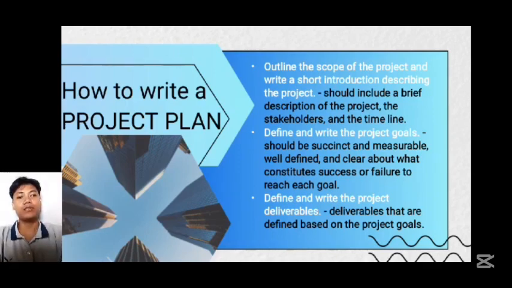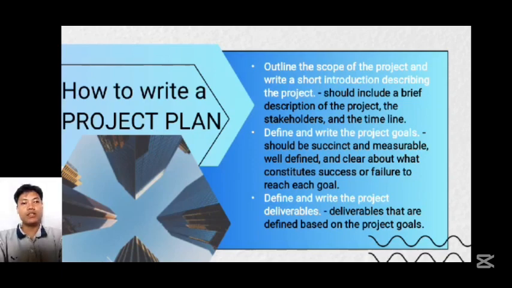Next, define the right project goals. They should include success and be measurable. Define clearly what constitutes success or failure for each goal. Project goals are specific, measurable, achievable, relevant, and time bound. So it's like SMART. The objective is clearly defined success and failure criteria.